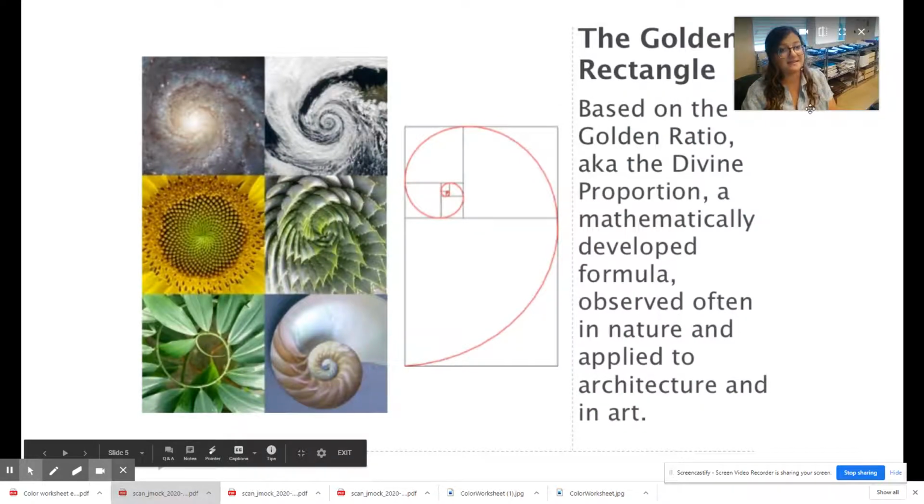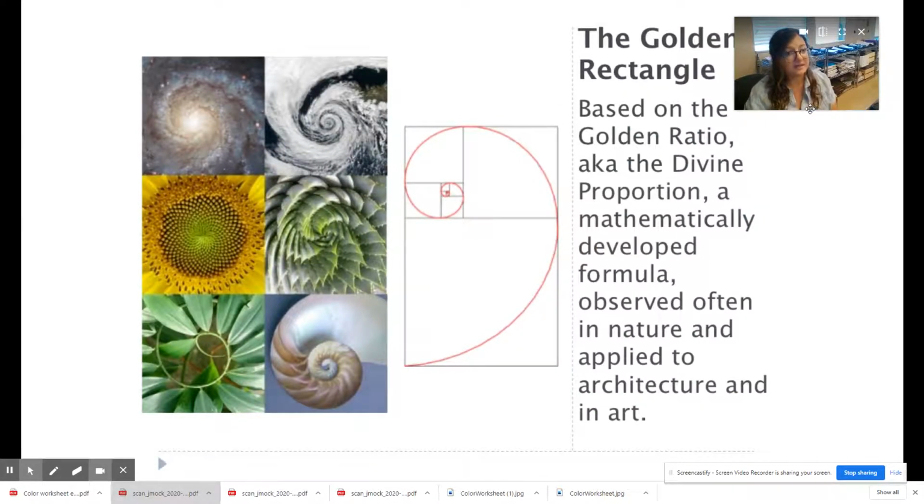The next one is a golden rectangle. So this is based on the golden ratio and divine proportion, and it's really mathematical. It's a developed formula, and it's often in nature, so like with seashells, plants, flowers, stars, things like that.